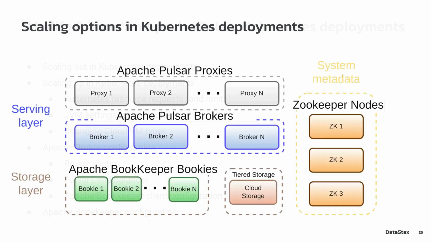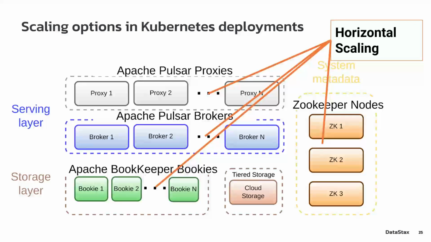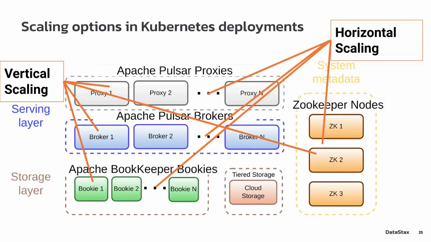There's also BookKeeper client configuration, which is on the broker side, and then BookKeeper configuration on the server side. So horizontal scaling is about adding more copies of these components, which are deployed so that each node is a pod in Kubernetes, and having more of these. And vertical scaling is increasing the resources for each individual pod. Vertical scaling could also happen at the Kubernetes node level, by having bigger nodes and different types of nodes to run the pods.